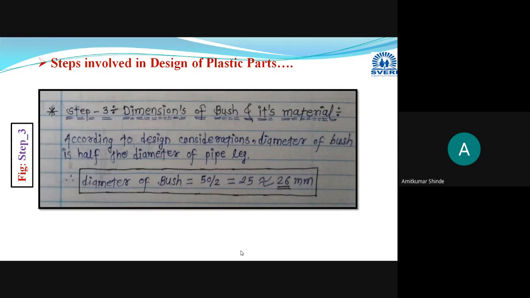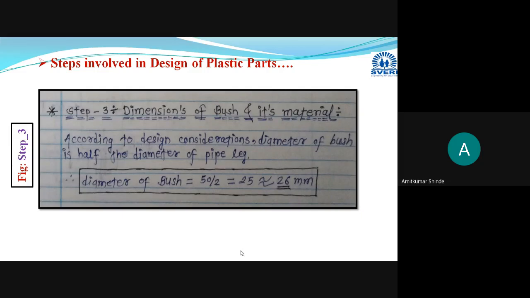Now one by one we will go here. In this particular bush design, first you have to determine the diameter of the bush, and then the length of the bush.